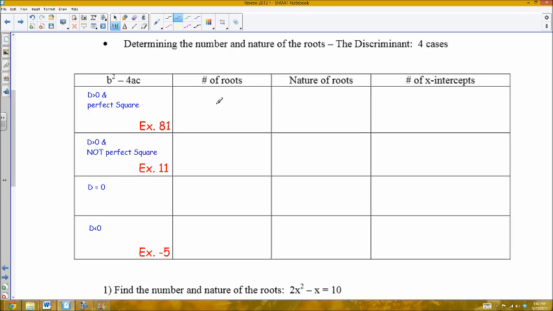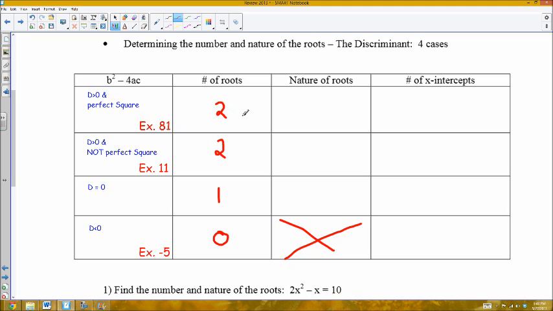Whenever it's positive, you're going to have 2 roots. So regardless whether or not it's a perfect square, if it's ever a positive number, you have 2 roots. If it's 0, you'll have 1 root, and if it's negative, you have no roots. So since it has no roots, it doesn't make any sense to talk about the nature in that case, so we'll ignore that column.